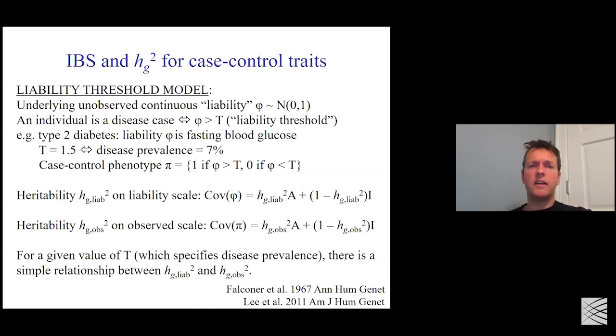But there's an underlying continuous quantity, which we call the liability, which is your fasting blood glucose level, which is one of the diagnostic criteria for type 2 diabetes. We don't get to see the liability, but if your fasting blood glucose is above some level, then you have type 2 diabetes. And so what we want to do is some math that operates on this unobserved continuous valued liability. And that's what liability threshold modeling is all about.